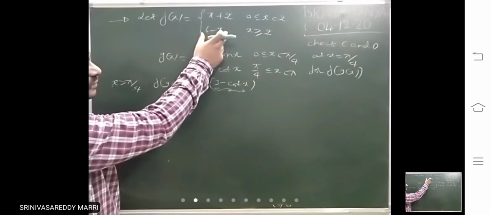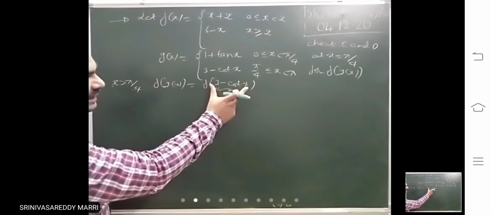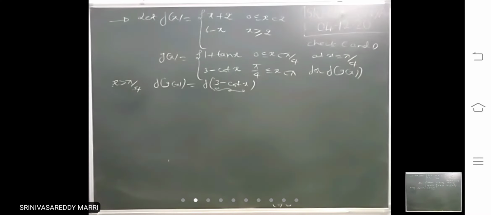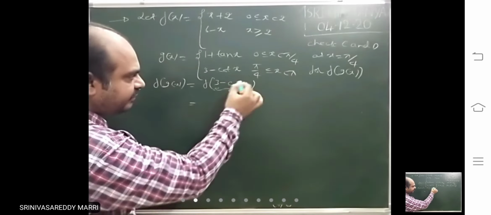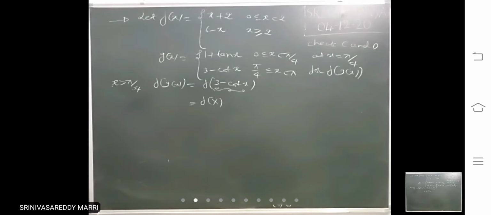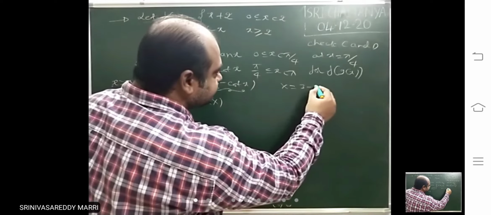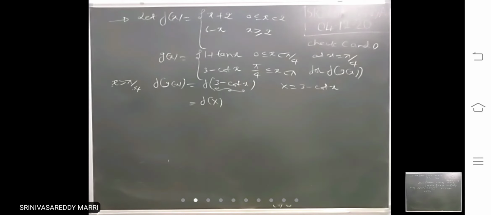Then we will use this rule. f of 3 will be 6 minus 3. That means depending on whatever value you get, f of x will be decided. For that, let us take f of capital X, where capital X equals 3 minus cot x.